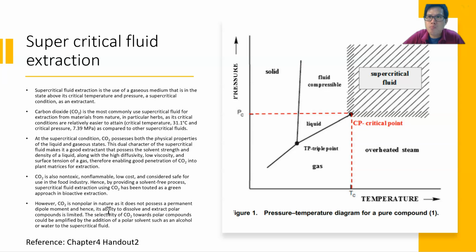So in that case, you can add a co-solvent, like an alcohol or water, to the supercritical fluid. You can use carbon dioxide alone, or you can add additional fluids to extract together. If your flavor components have a polar structure, you can add others as well.